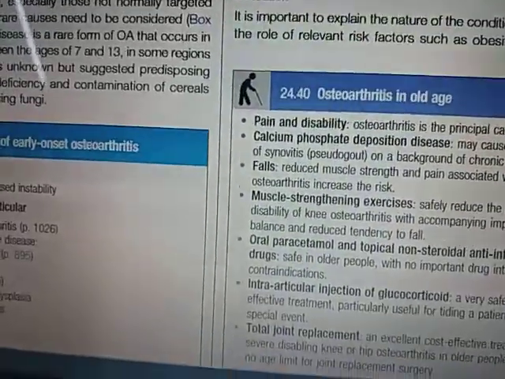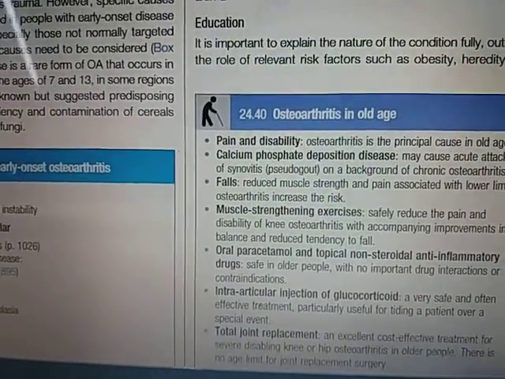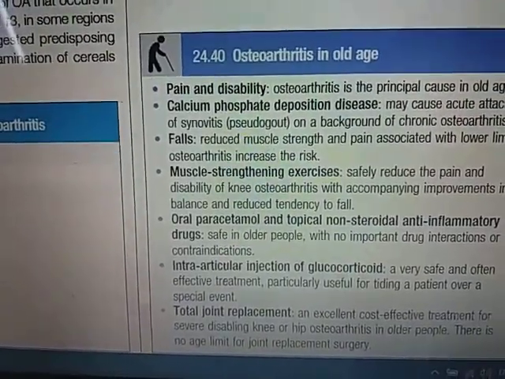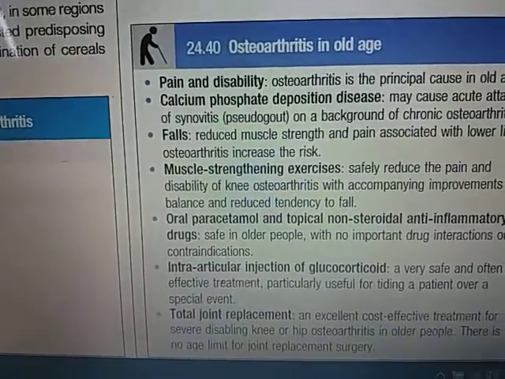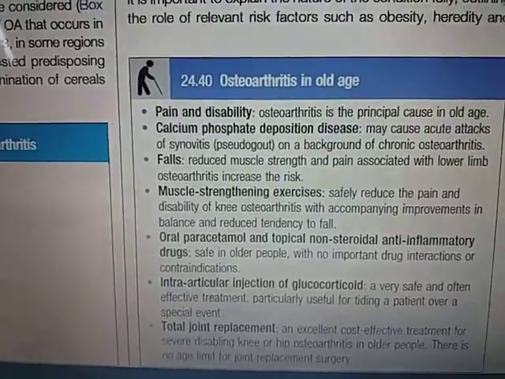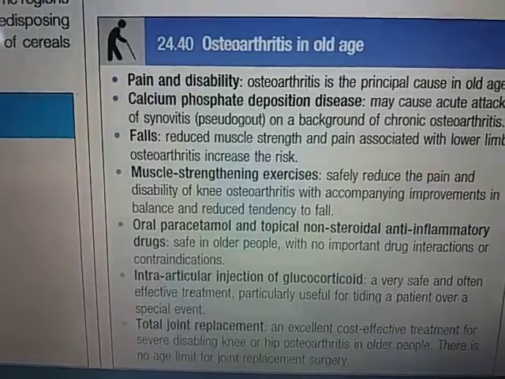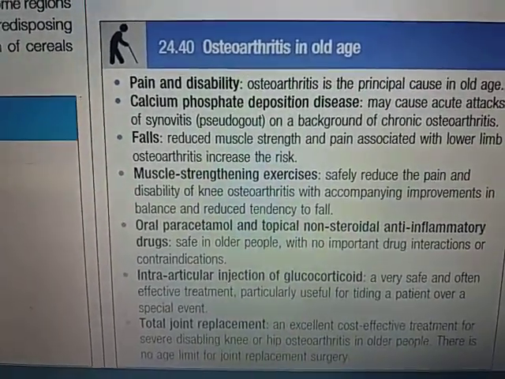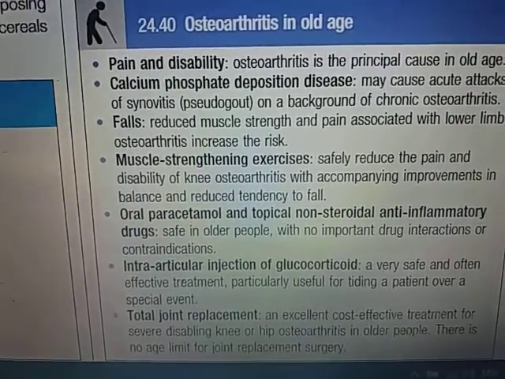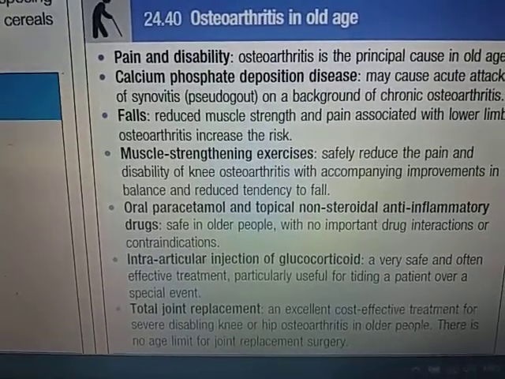A few words on osteoarthritis in old people. Actually, osteoarthritis is one of the principal causes of pain in old people. The joints with osteoarthritis might develop a calcium pyrophosphate deposition disease, with acute attack. Acute attack due to CPPD, crystal deposition, is called pseudo-gout.